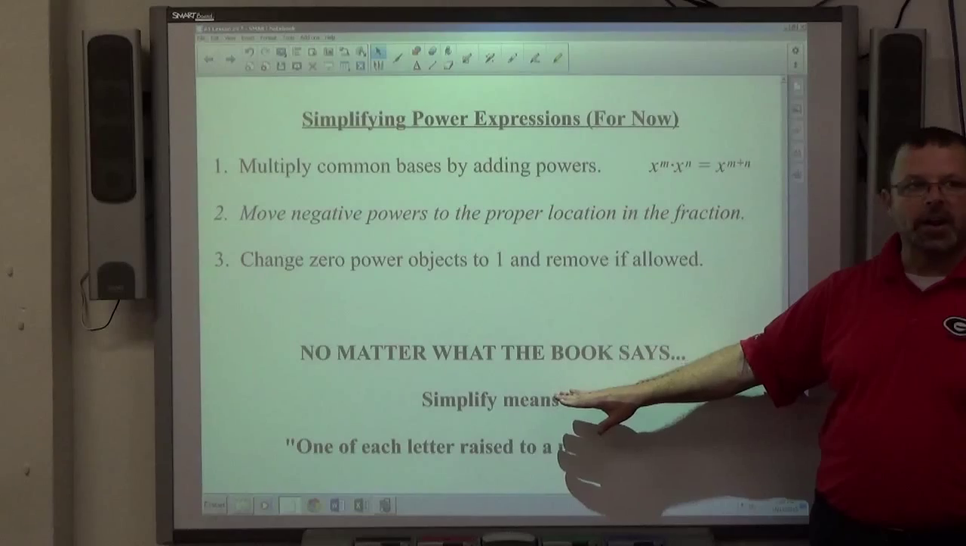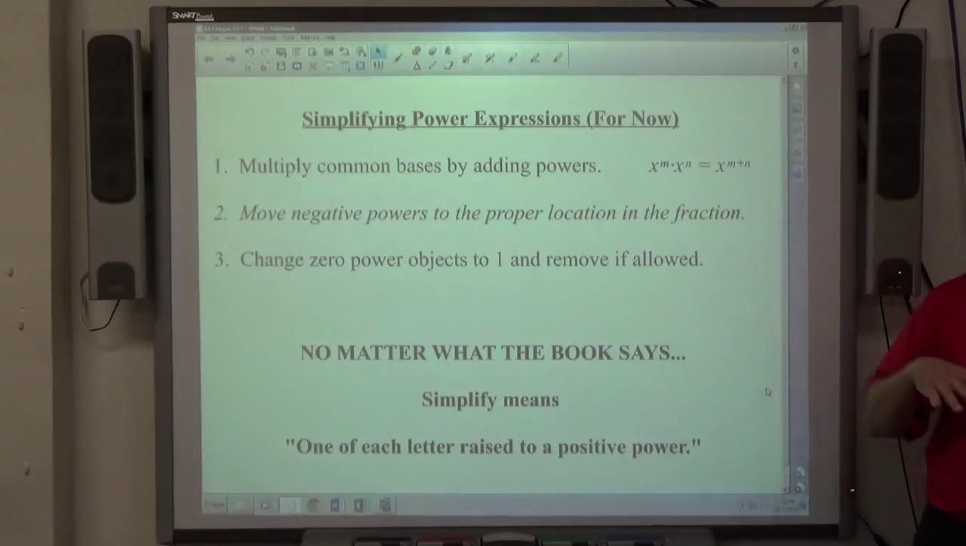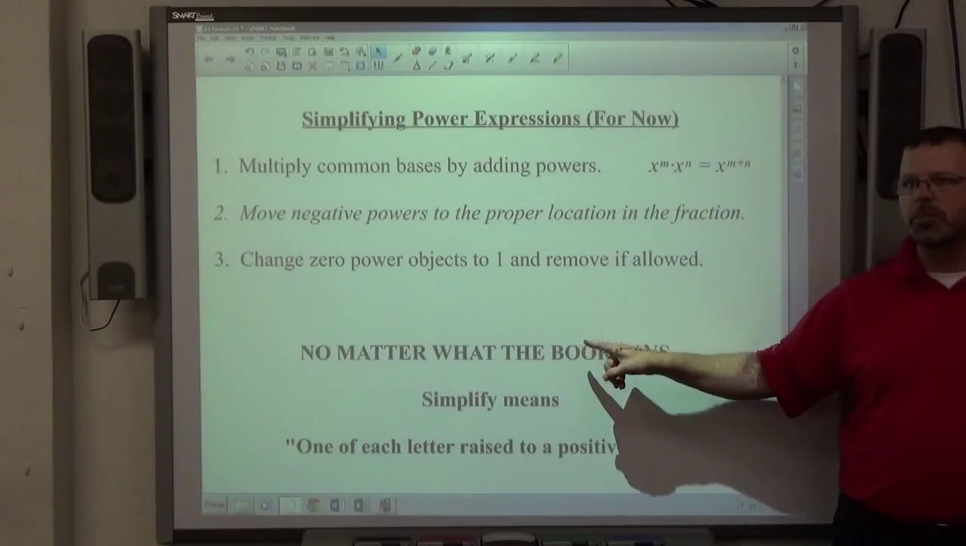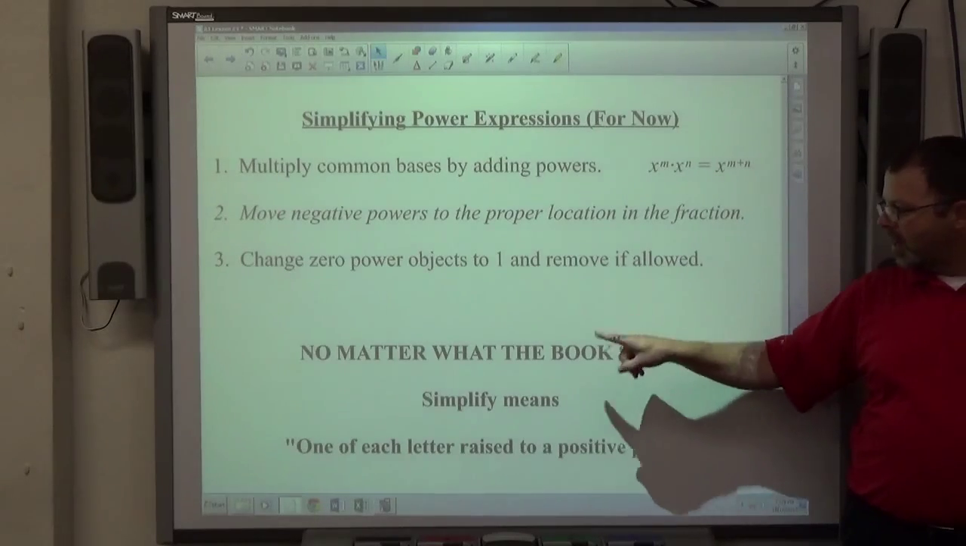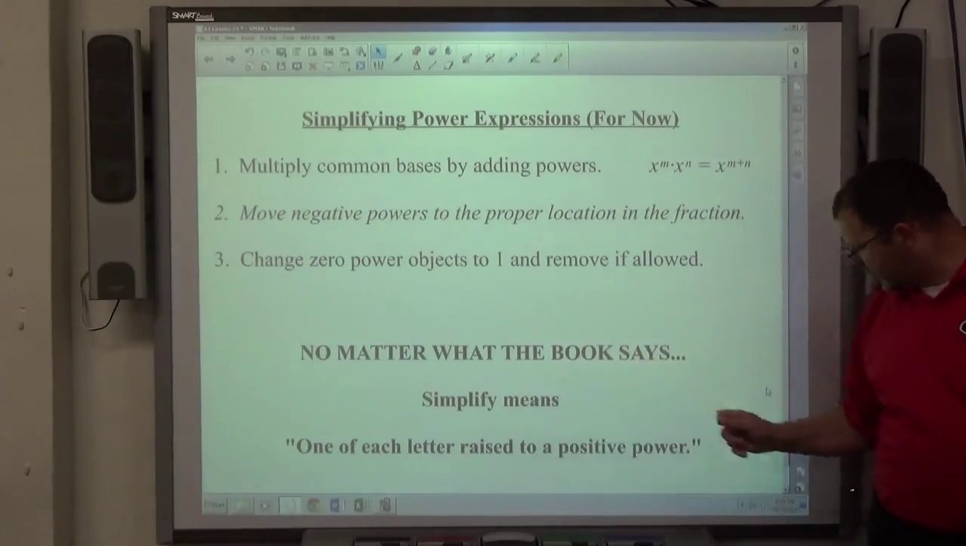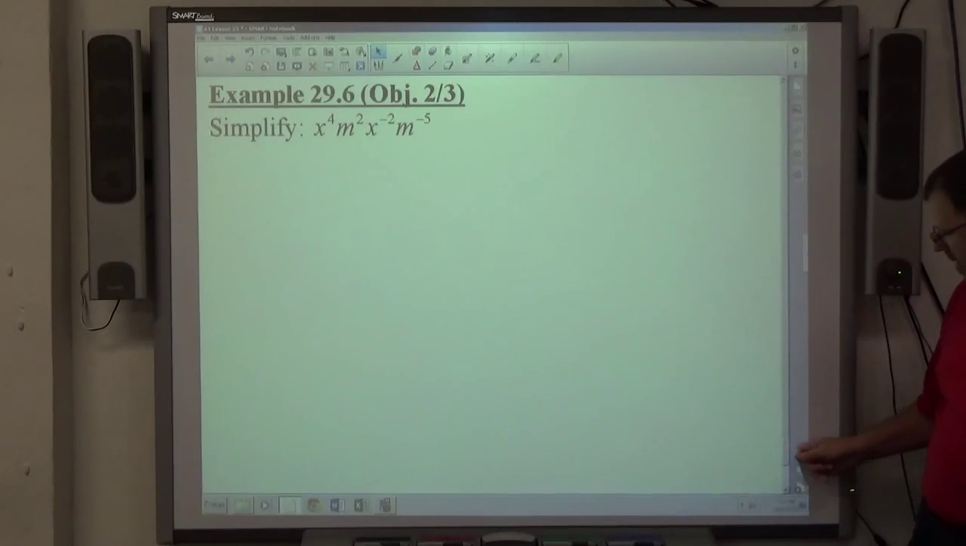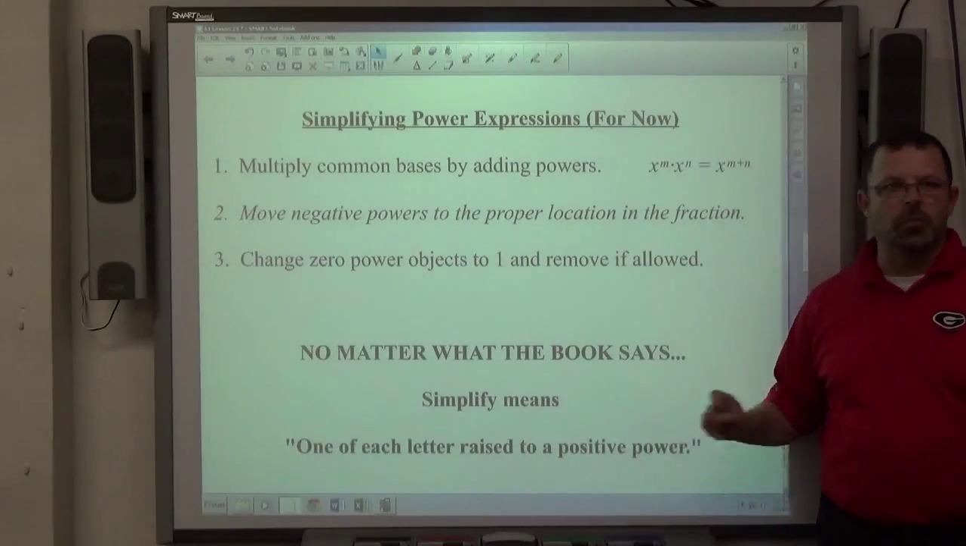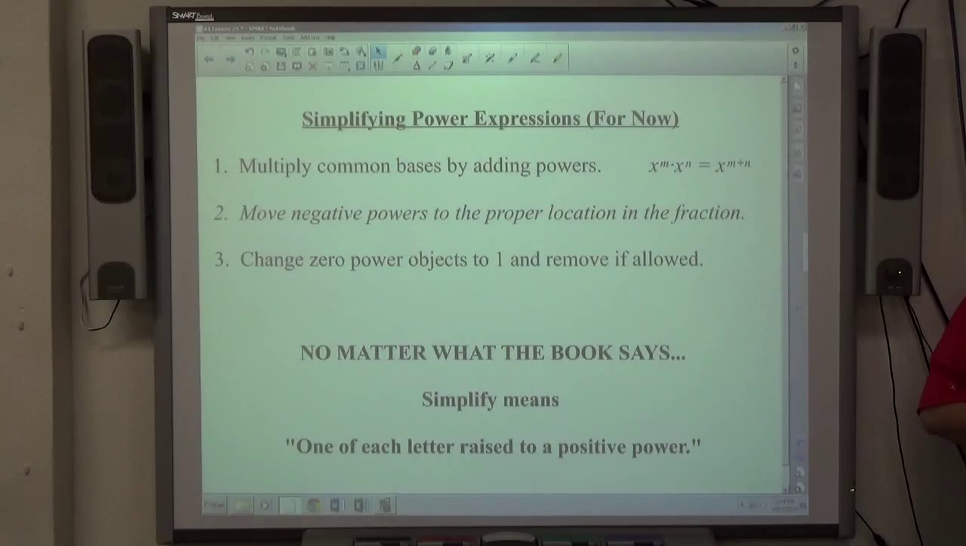Now, look at what it says right here in bold print. I'm going to say it out loud. Everybody has this on the yellow sheet of paper. I'm not going to feel the least bit sorry for you if you don't do this on an assignment. You lose points. On a test, you lose points. No matter what the book tells you to do, when it says simplify, and it's this kind of problem, I want one of each letter raised to a positive power. If the book says to write the answer so that everything's in the denominator, give me one of each letter raised to a positive power. If it says write the answer with all negative powers, write the answer with all positive powers, because simplify means one of each letter raised to a positive power.